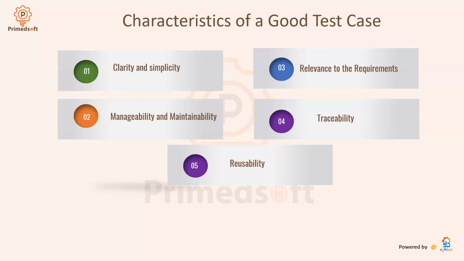Right. So we have traceability, which is number 4. Test cases should be traceable back to the requirement or user story they are testing. This helps to ensure comprehensive test coverage and provides a clear link between testing activity and project requirements. So this goes hand in hand with relevance to requirement. When you are writing up your test case, you need to ensure that you can trace it back.